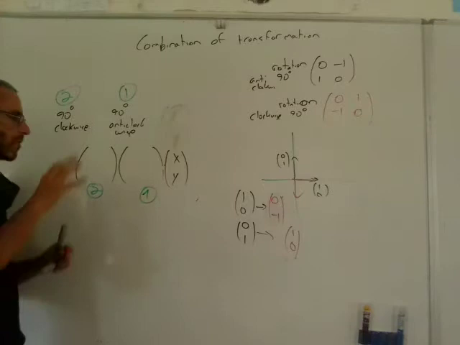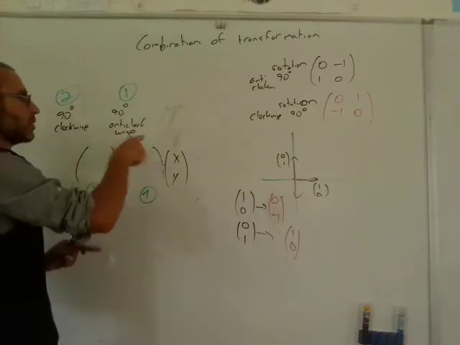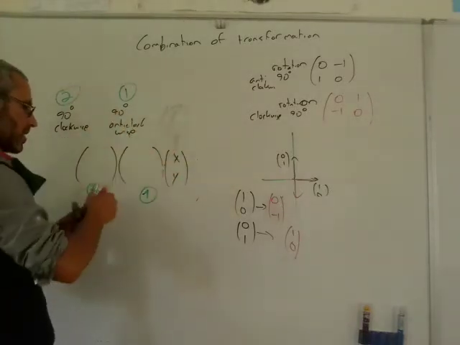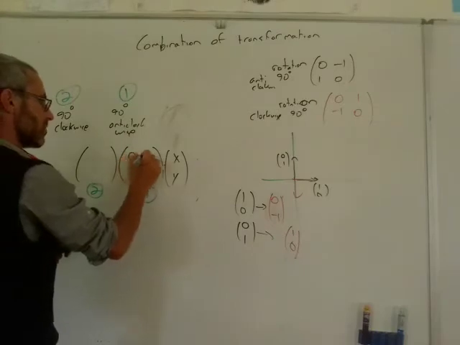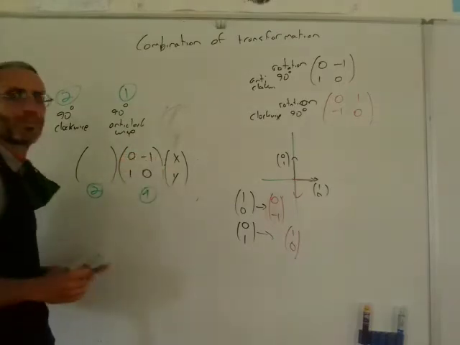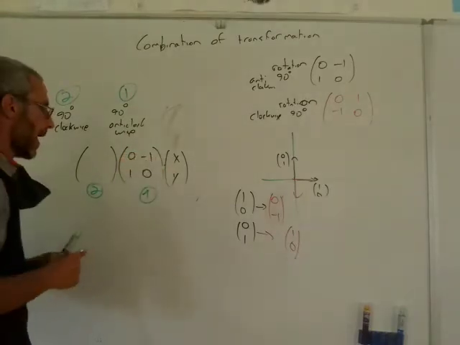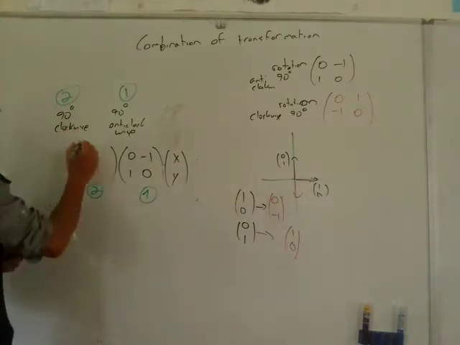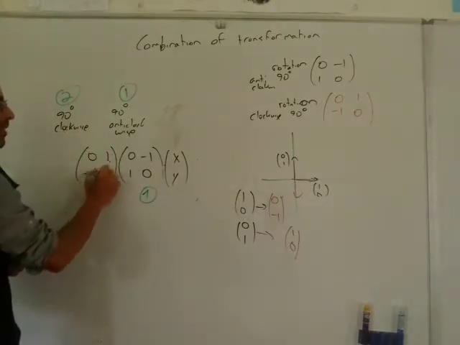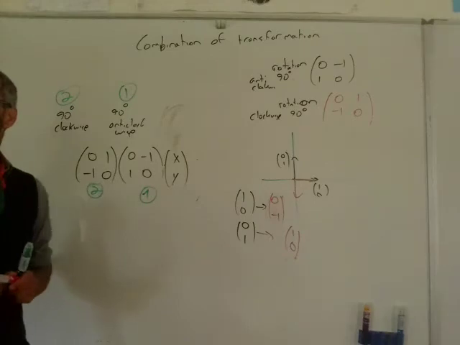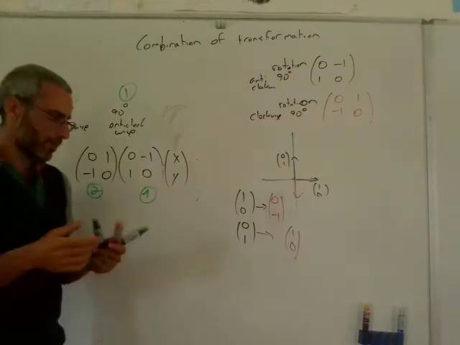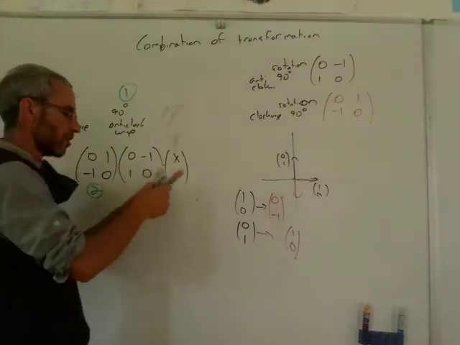Okay? So we first of all transform it at 90 degrees anti-clockwise. So I'm going to write down 0, minus 1, 1, 0. Okay? And then I'm going to do 0, 1, minus 1, 0. Okay? Now, if, for example, I gave you specific points for x and y.